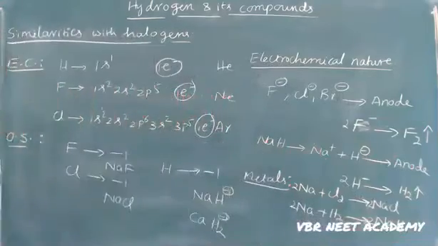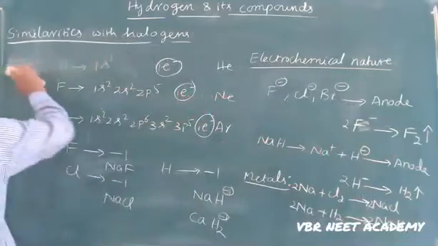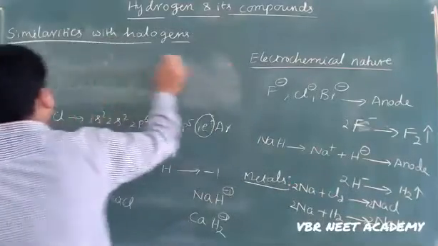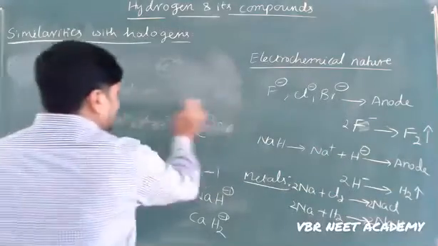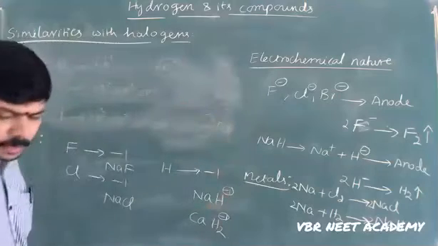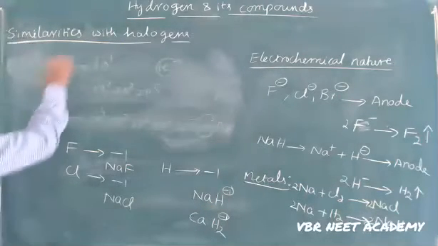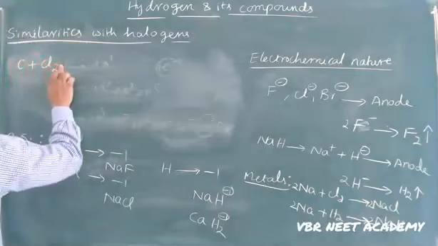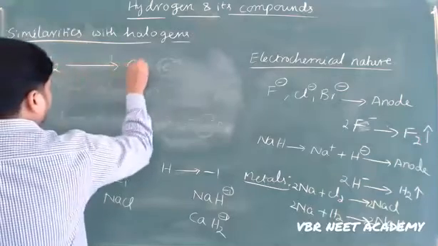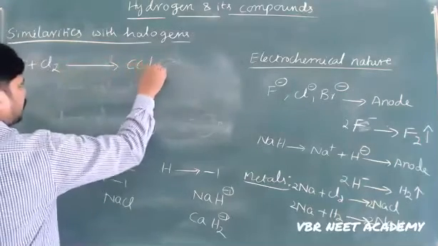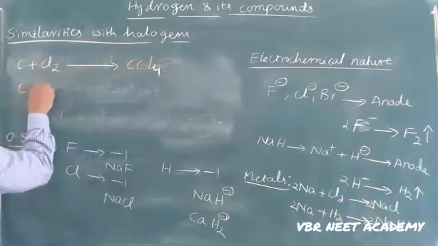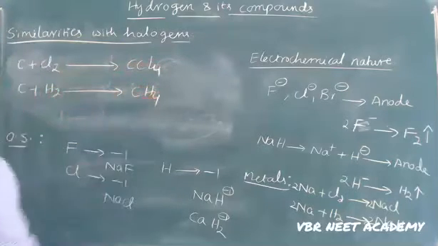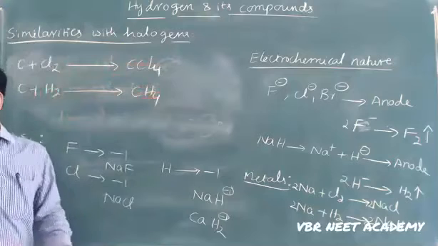And one more similarity we are going to have is with non-metals. With non-metals also, when you compare the reactivity, they are going to show it. Say, for example, carbon with chlorine. What are you going to get? CCl4 is going to be formed. Same, C with hydrogen, we are able to get CH4.